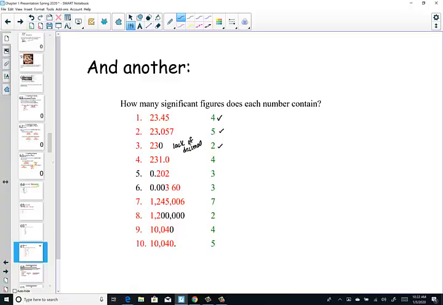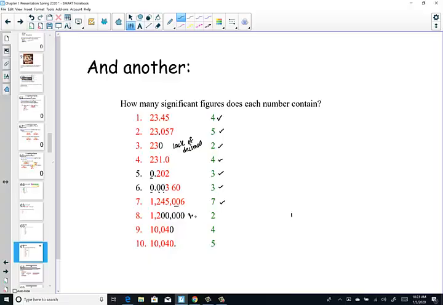Number 4 does contain the decimal point, so all 4 digits are significant. Number 5, the placeholder 0 prior to the decimal is not significant, only 3. Question 6, the placeholder zeros are not significant, only 3 sig figs. Question 7, the zeros lie between 2 non-zero numbers. They are all significant.